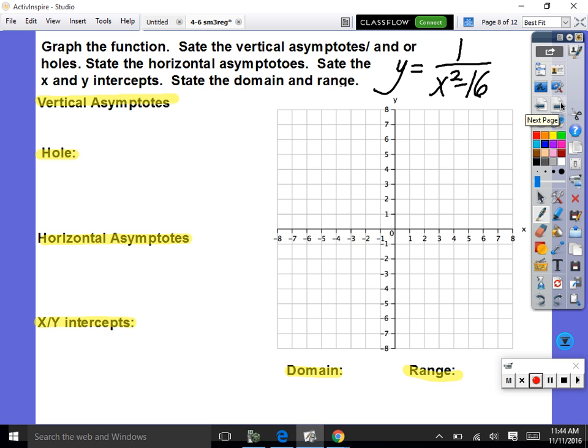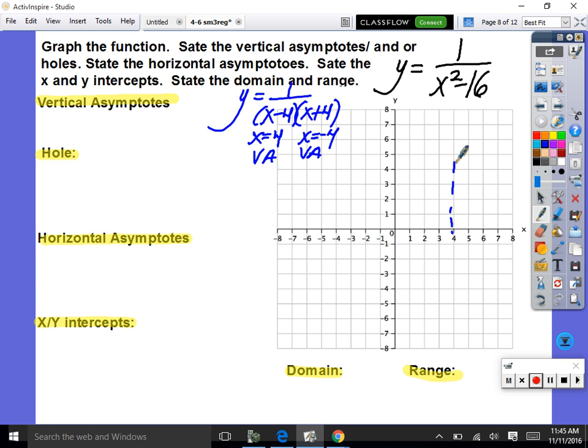Here we go. Let's do another one. Let's quickly look for our discontinuities. So factor out the bottom. It factors to be x - 4 and x + 4. Does everybody understand? So then our discontinuities are at x = 4 and x = -4. Question now, are they holes or vertical asymptotes? They don't divide out, so they're vertical asymptotes. So let's go to 4 and -4 and draw in a vertical asymptote.